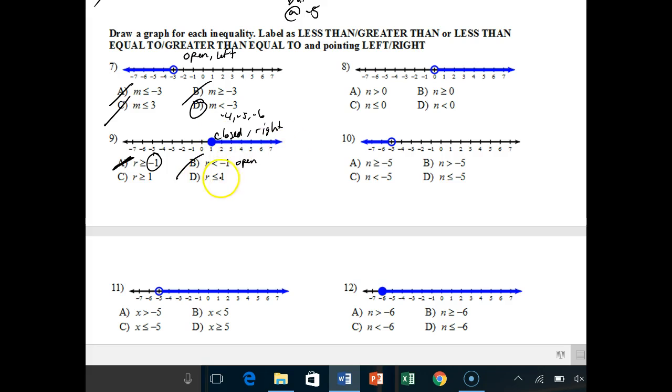Which one's pointed to the right? Well, this one's pointed to the left. So that one's C. R is greater than or equal to 1. So all the solutions that should work are 2, 3, 5, 6, etc. And that's all the ones that are highlighted. Here I would have to say 0, -1, -2, and those are not highlighted, so those are wrong answers. So C is your correct answer there.